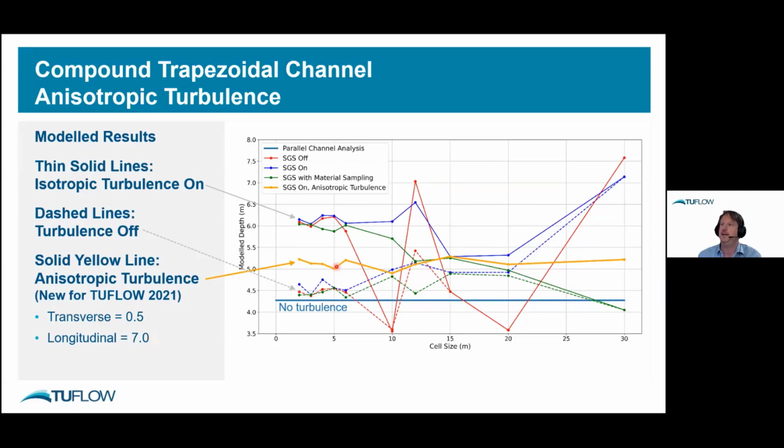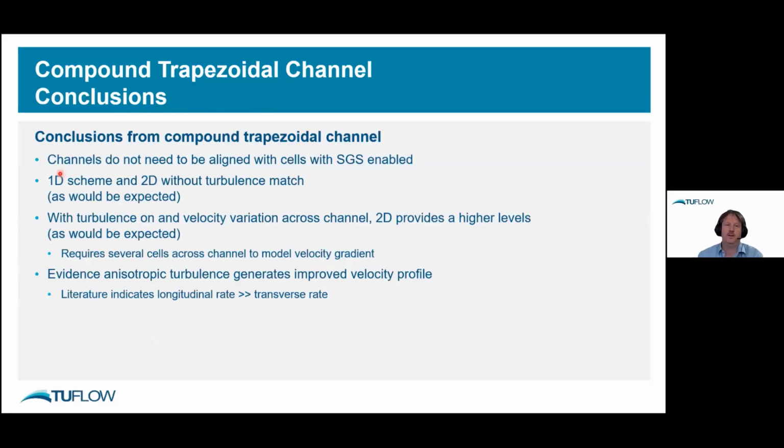And we can see that reduces the head drop in that main channel. It also does flatten out that profile, so we see less impact of cell size. Okay, so conclusions from that, I guess, based on the initial rectangular style, we don't need to have our channel aligned with a cell with SGS enabled.